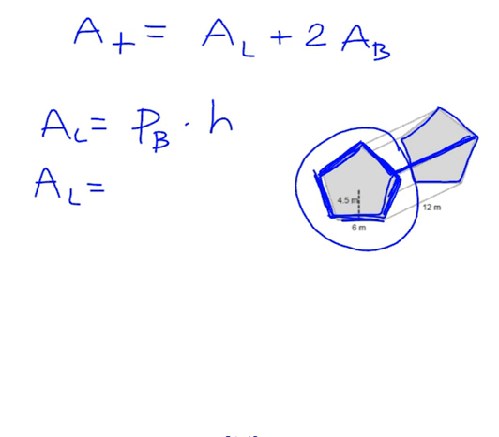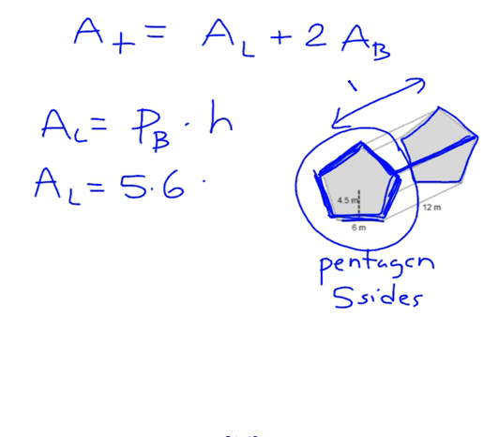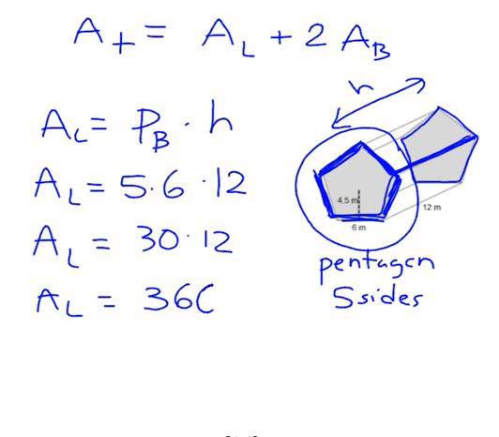To find the perimeter of our base, which is a pentagon: a pentagon has 5 sides, so to find the perimeter we're going to do 5 times the measure of one side. And our height is the distance between the two bases, which here is 12. So if you do 5 times 6 times 12, you get 30 times 12. So you find that your lateral area is 360, and that's going to be meters squared because we are doing area.